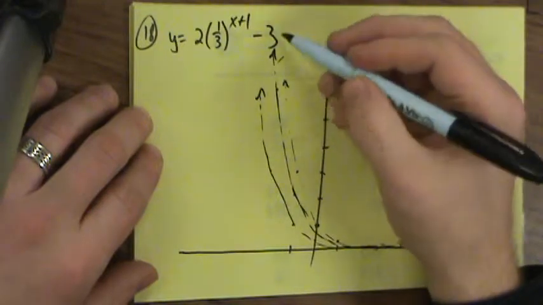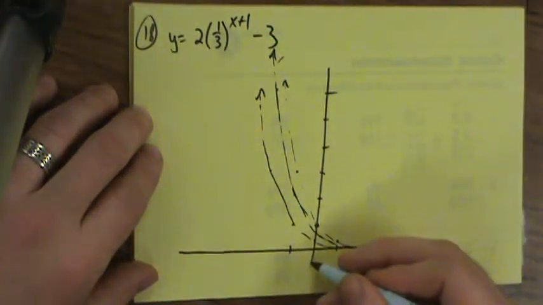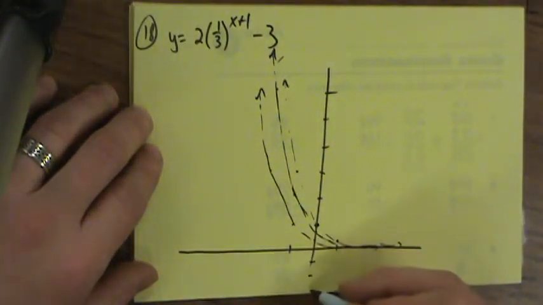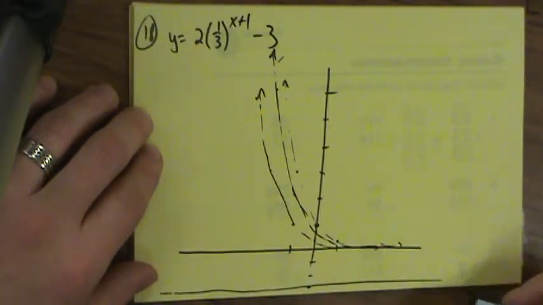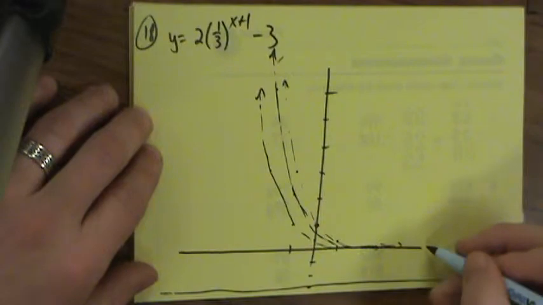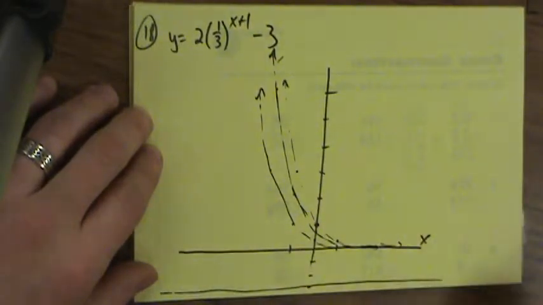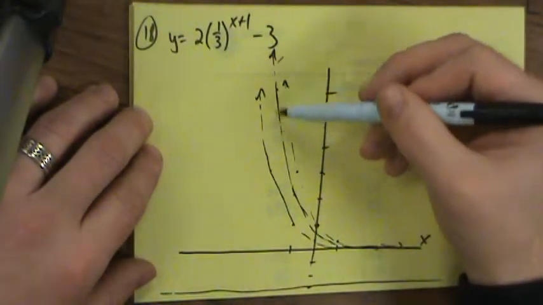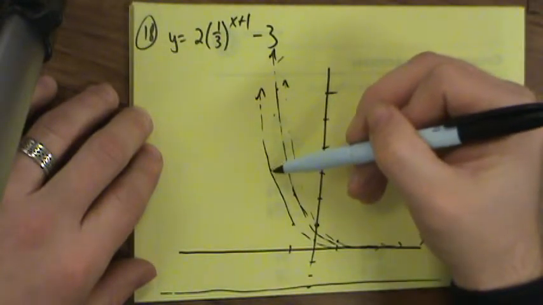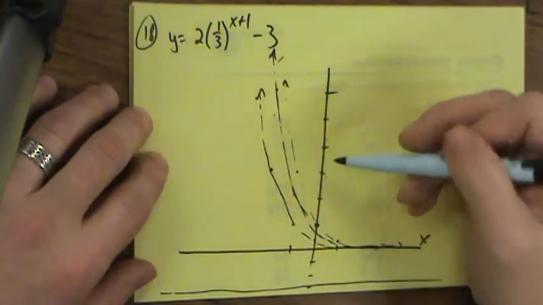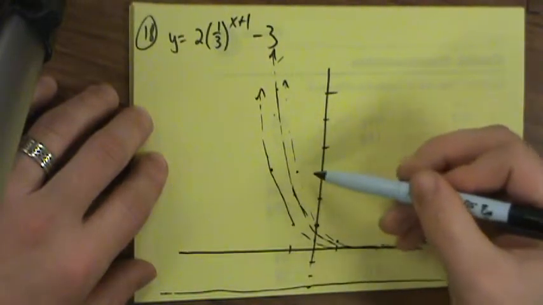And now the last thing that happens is subtract 3. So it goes down, I'm going to have to mess with the scale here. It goes down 3. So down here is our new asymptote. Okay. X-axis is still here. This is the x-axis. But this is our new asymptote. So everything gets moved down 3. So 1, 2, 3. You can move down back here. And this one is going to move down 3.